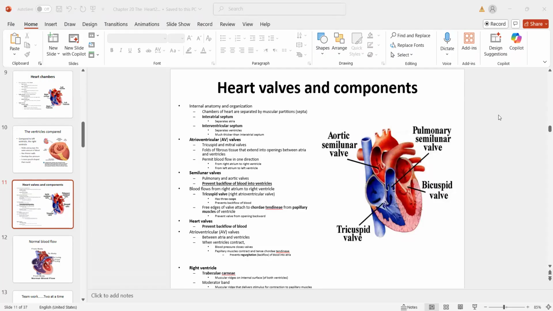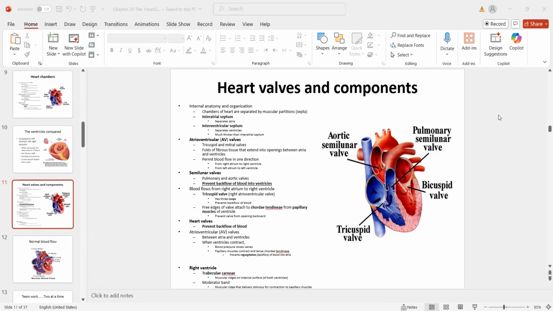The chambers of the heart are separated by muscular partitions called septa, or septum for singular. The atria are separated by the interatrial septum, and the ventricles are separated by the much thicker interventricular septum. The heart also has valves, covered openings that direct the flow of blood between chambers and vessels.